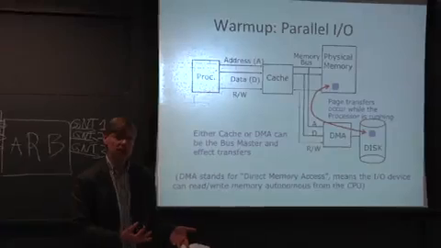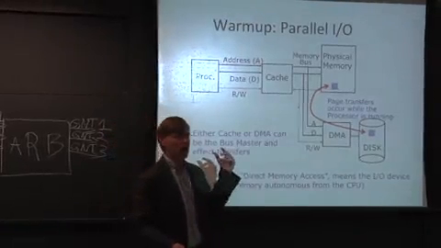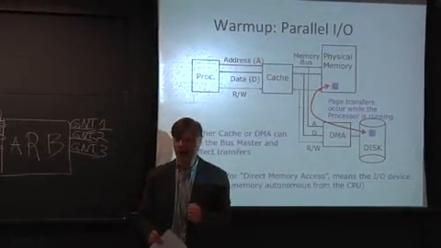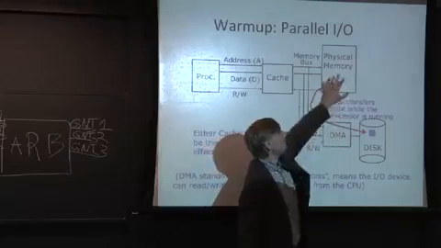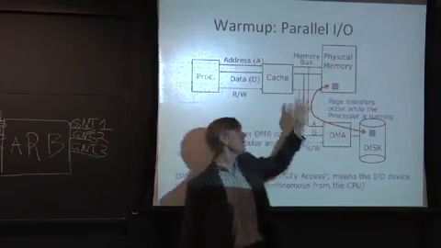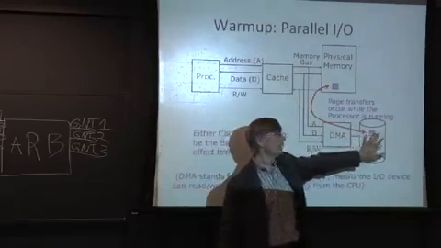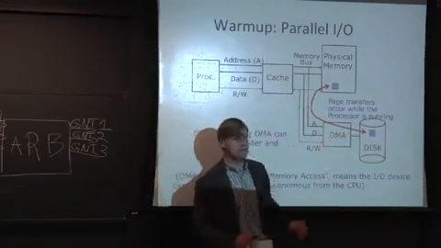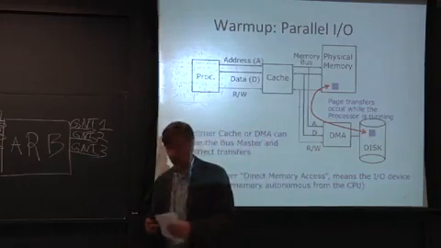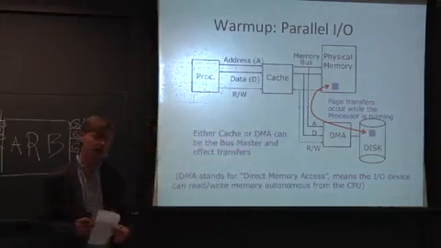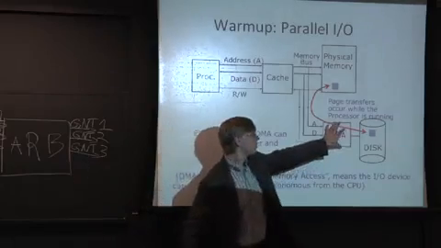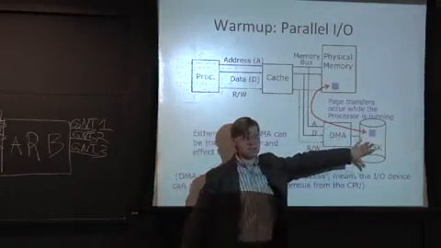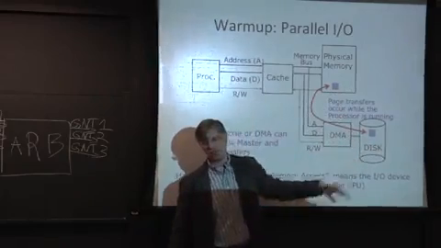Well, the same problem ends up in I/O. So let's say you have parallel I/O. Let's take a look at this picture here. We have one processor, a uniprocessor system, and we have main memory here, and we have a cache. And then over here, we have a disk with a DMA engine, a direct memory access engine. This is an autonomous controller here which can move data from the disk to main memory and vice versa.